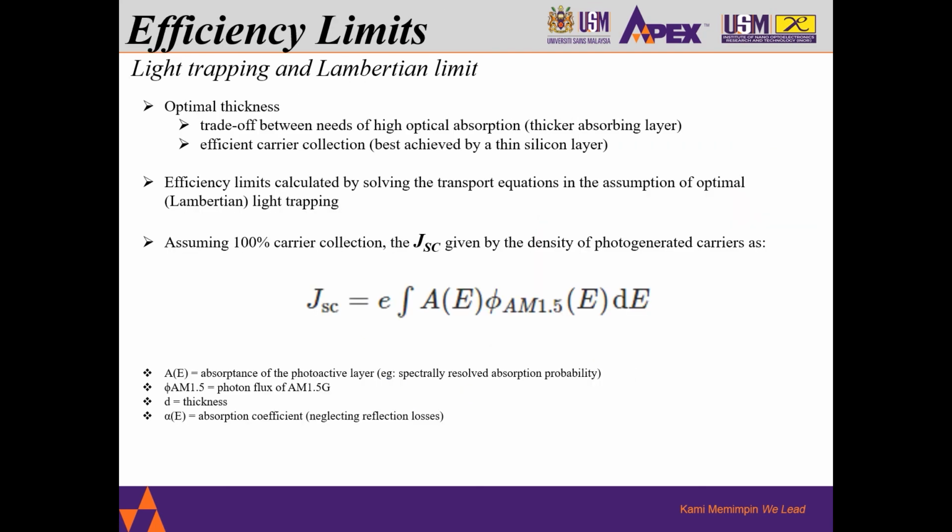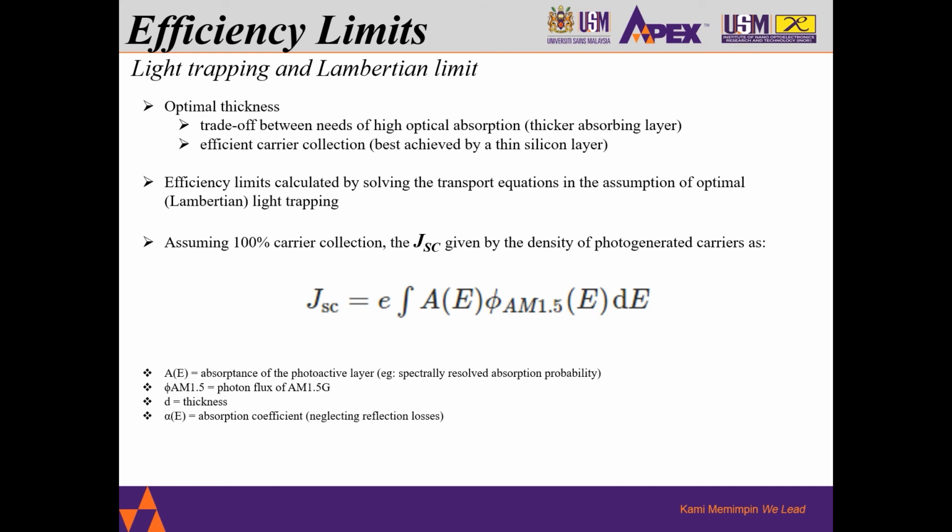Efficiency limits, light trapping and the Lambertian limit. Optical thickness is determined by a trade-off between the competing needs of high optical absorption, which requires a thicker absorbing layer, and efficient carrier collection, best achieved by a thin silicon layer. Efficiency limits can be calculated by solving the transport equations under the assumption of optimal Lambertian light trapping.